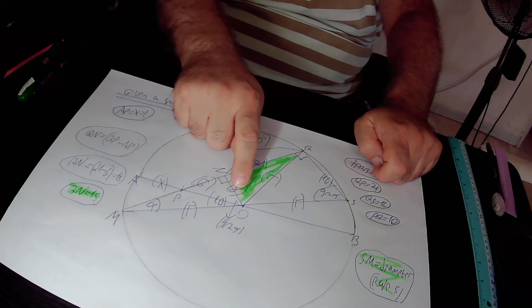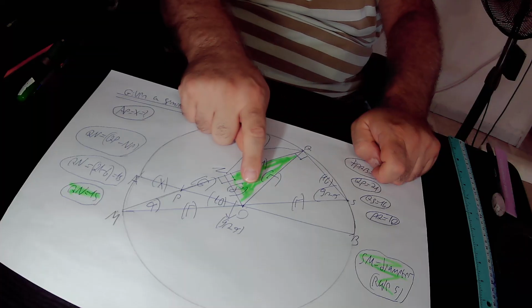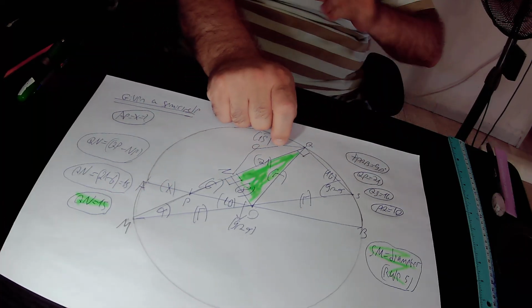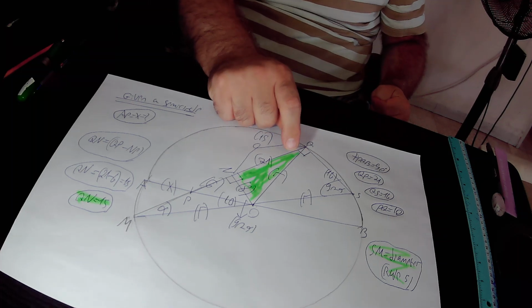So SM is the diameter of the circle, therefore OM must be the radius, and OS must also be a radius of this circle. We define the radius of this circle as R, so OM equals R, and OS also equals R. The radii of the circle are equal to R according to our definition.